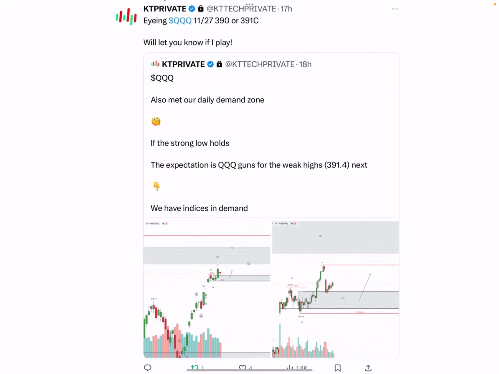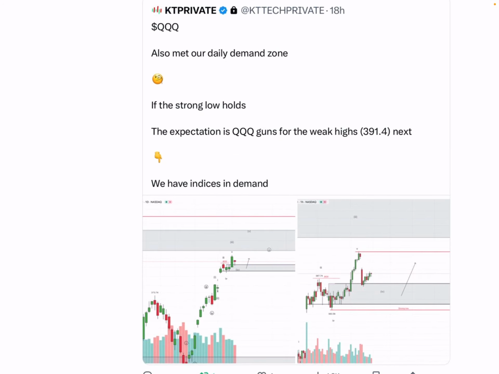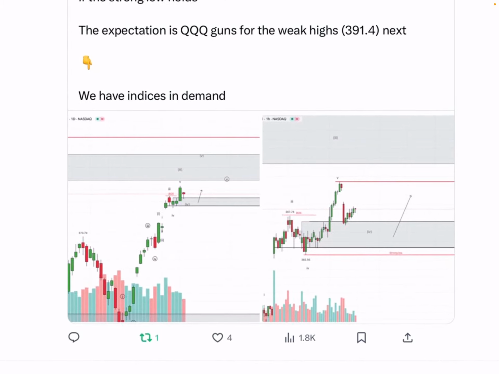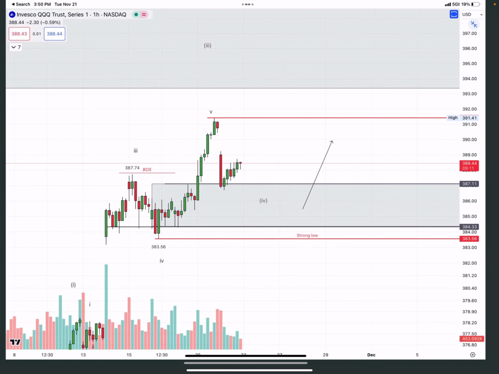Again, here is my trade plan, guys, right? So what I do is I issue my trade plan with my trade thesis, okay, right? It's always if X then Y, right? So I'm showing my setup. I said we met our daily demand zone. If the strong low holds, if daily demand holds, the expectation, aka direction order flow, is that they're going to take out the weak highs of 391.40. Okay, we have indexes in demand. I was looking for a rally today. Okay, here's my exact projected path.